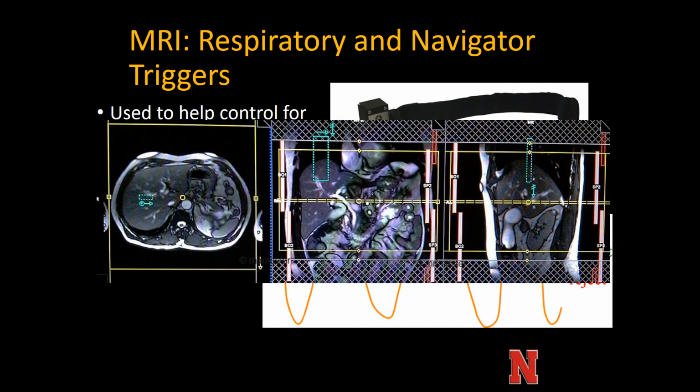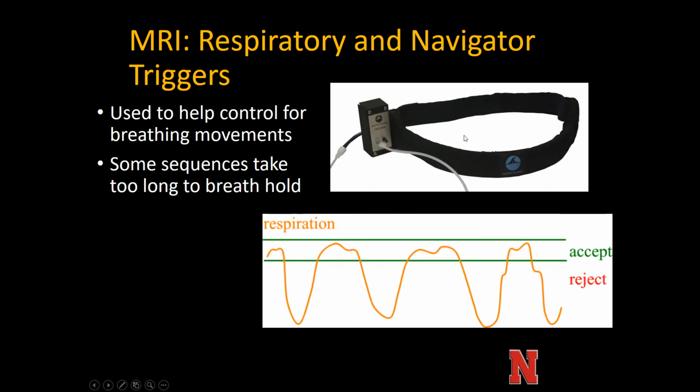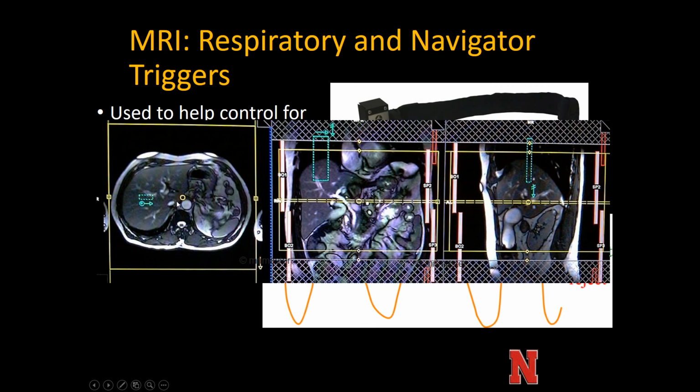How do we do this? Well, one, you can just put a belt on a person and the belt senses diaphragmatic excursion, because your chest gets bigger and smaller as you breathe, and it only accepts at the down part of the respiratory cycle. Alternatively, you could do a navigator trigger. That's where you do a setup of the liver and you have the person breathe and you set up a box like this and you only accept signal obtained while the liver is in the certain portion of your pre-selected navigator trigger.